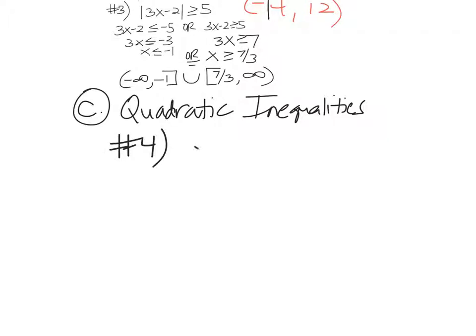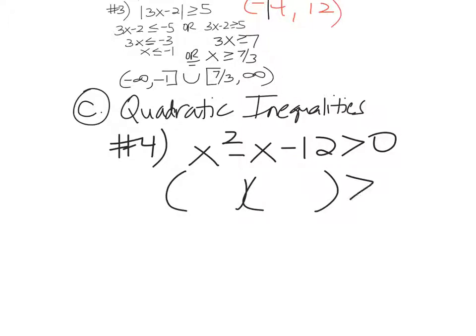Solve and write in interval notation. X squared minus x minus 12 is greater than 0. All right, x squared minus x minus 12 is greater than 0. What are you dying to do to this right now? Yes, me too. Dying to factor this thing. All right, let's factor it. What times what is negative 12 and adds up to negative 1? It would be a negative 4 and a positive 3.